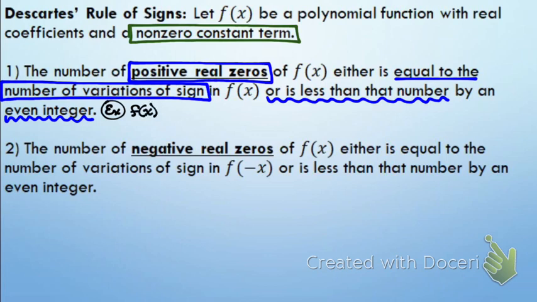So if I have a function f of x, and f of x is x to the 5th minus x to the 4th plus x cubed minus x squared plus x minus 1. Still 4.3, yes.